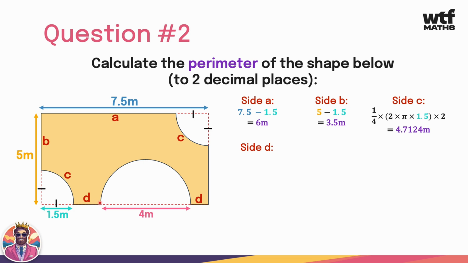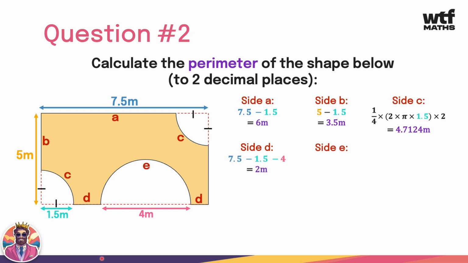The next side here I call side D. Now I'm calling this section here and this section here combined to be side D. So how do we work this out? Well, we know the whole entire length here is 7.5 meters. But we can take off 1.5, which would leave us with 6, and then we can take off 4 here, which means these 2 D's added together must equal 2 meters.